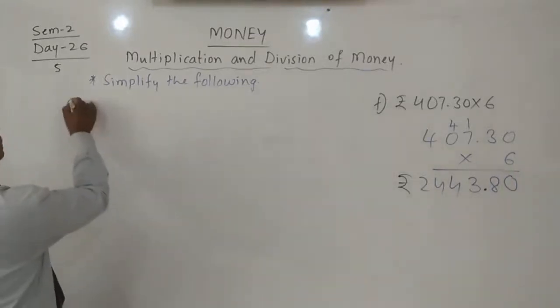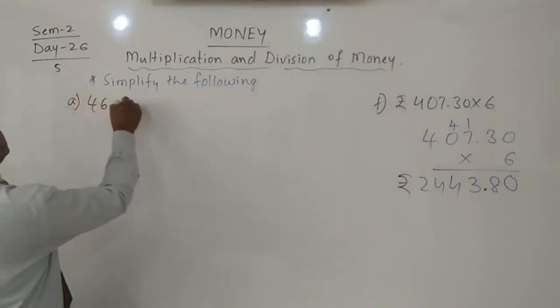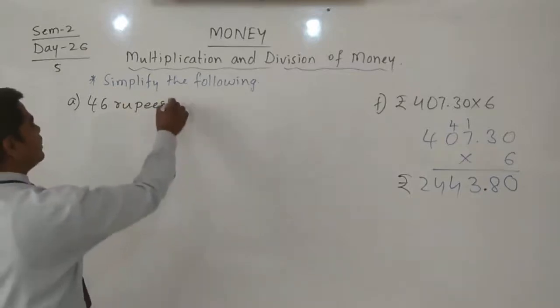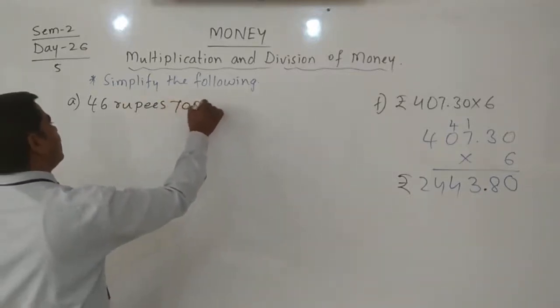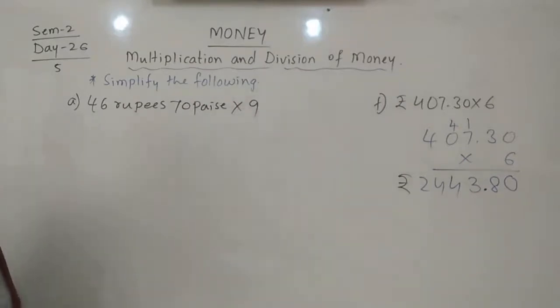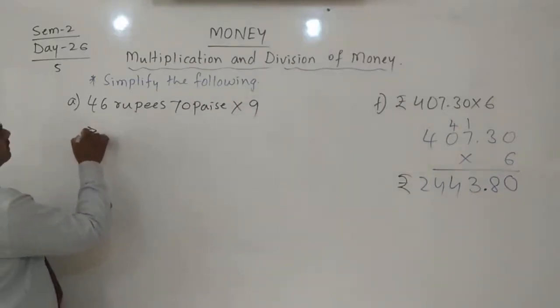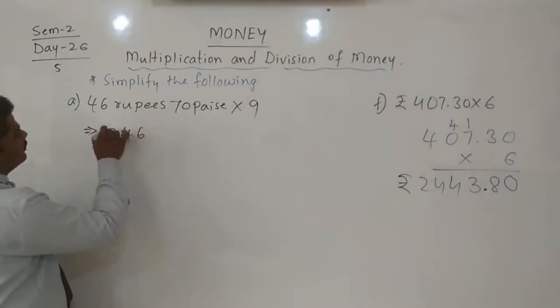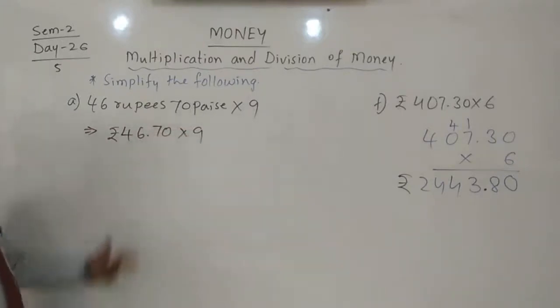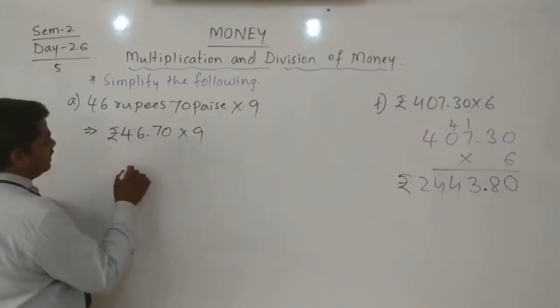A. 46 rupees and 70 paise multiplied by 9. Then we can write it as 46.70 by 9. One step extra, this much only. Taking one more step extra.